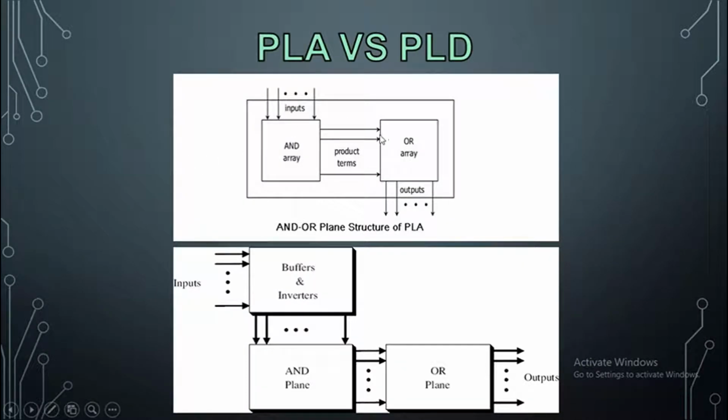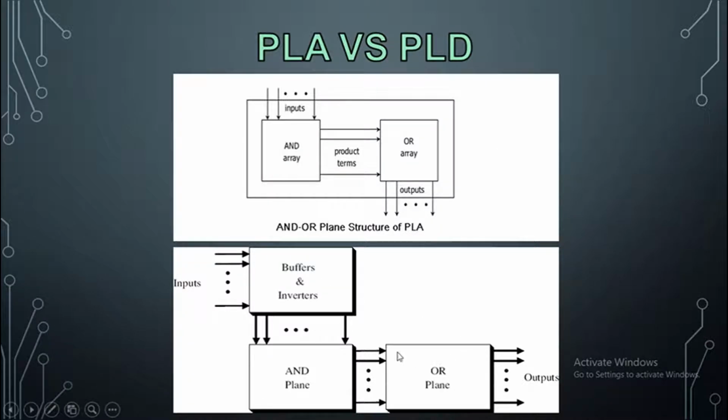This is the block diagram of a PLA and this is the block diagram of a PLD. The PLA, as you can see here, consists of an AND array which forms the product terms, also called min terms, and an OR array which takes these product terms to form the outputs. In this way, the PLA can produce any Boolean equation or combinational logic circuit. You just have to program the AND array and the OR array, so you don't have to wire several different ICs like you did in the past.